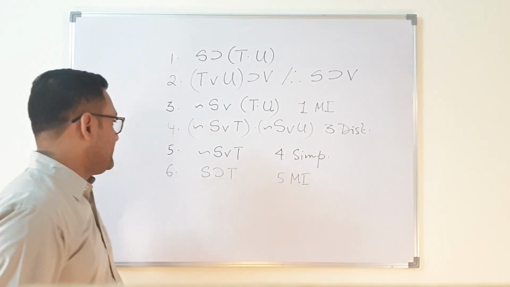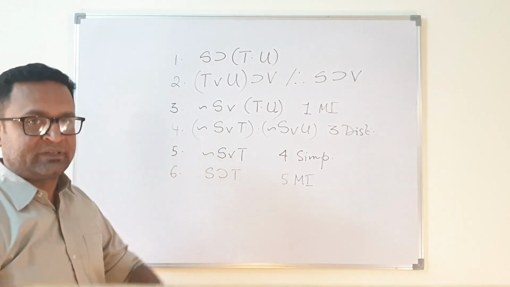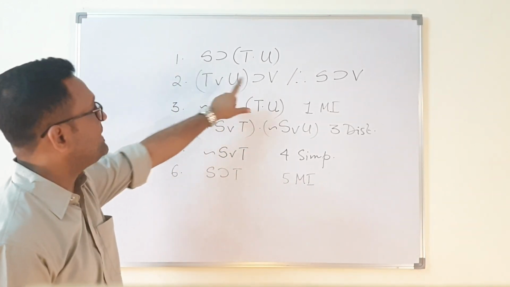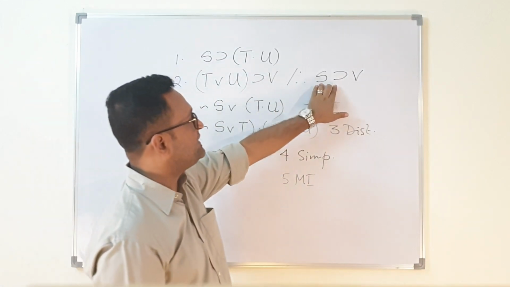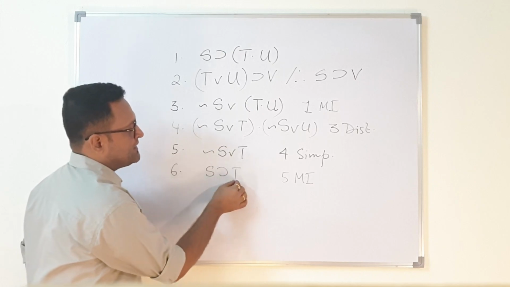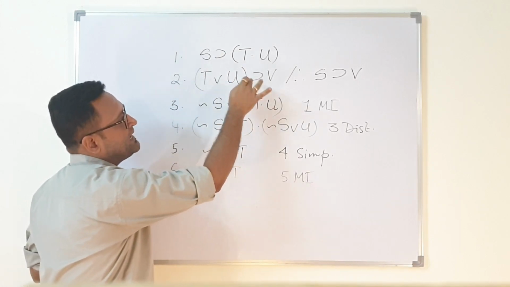Let us see. Now let us move to the second step, because till the time we do not move to the second step, we will not get this T implies V, because we need the answer as S implies V. So we have already created S implies something, that is T. So now we will try to create T implies V.